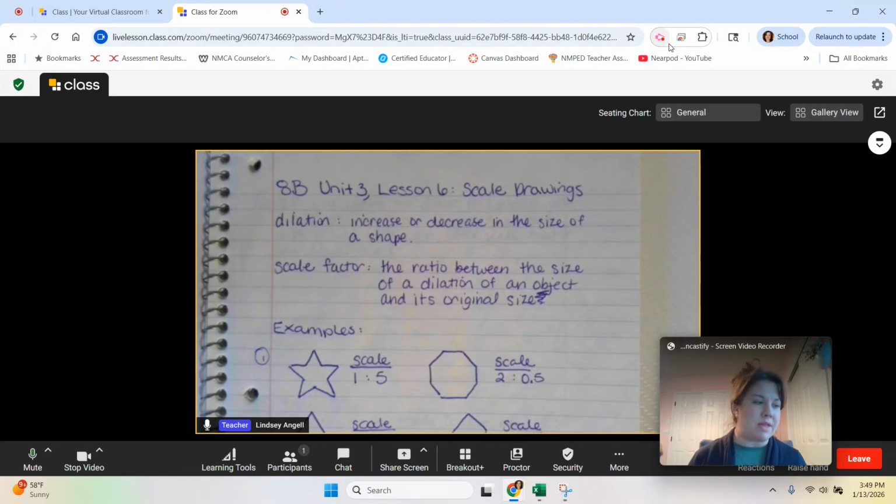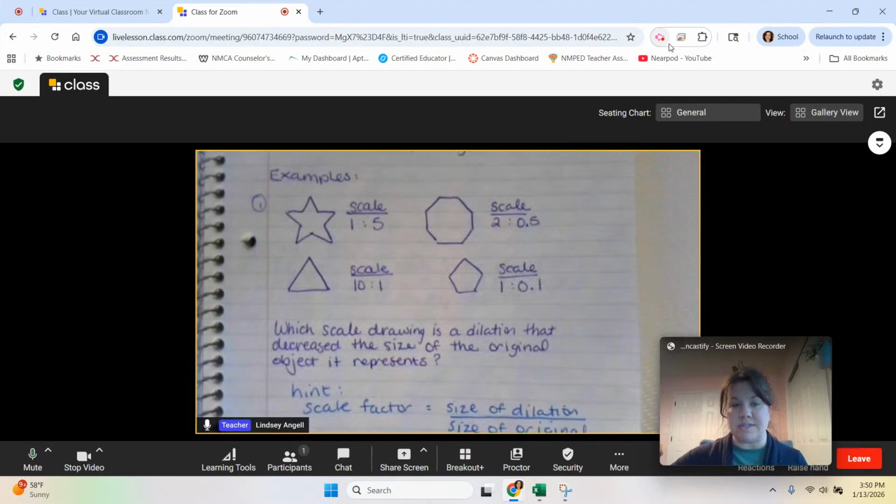Or even think about a model car. A model car is like a scale drawing, or if you were to draw a car, that would be a scale drawing of a much larger object. As a reminder, dilation is the increase or decrease in the size of a shape. Scale factor is the ratio between the size of a dilation of an object and its original size. So let's go straight into our first example.